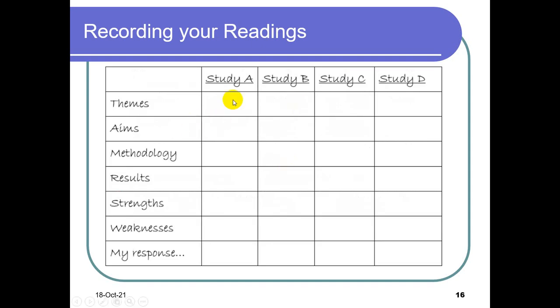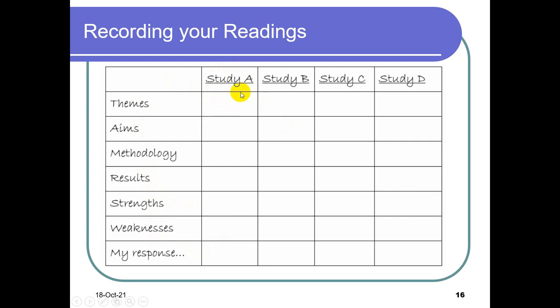You can make your own style, your own table, your own matrix, but it must be understandable by you. You must be able to understand what it means. For example, I made a table and I put themes, aims, what methods were used, what the results were, strengths, weaknesses, and what I feel about it. So what I'm saying, in fact, is that I am taking the study A has theme this.